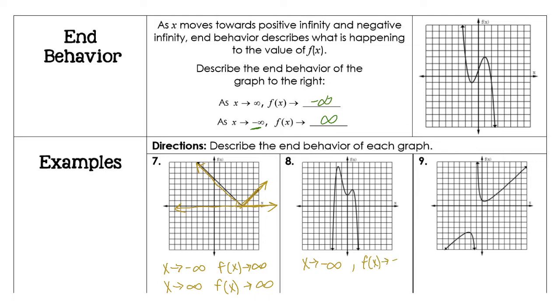Our function is approaching negative infinity, because again, as x is tending to the left, my function is tending downward. Okay, let's investigate over on the other side. As x is approaching positive infinity, notice that f of x is approaching negative infinity.